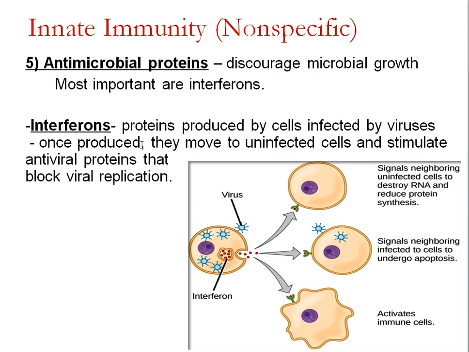So our interferons are proteins produced by cells that get infected by a virus. Once produced, they move to uninfected cells and stimulate antiviral proteins to help block viral replication. So our first cell in our picture down here gets invaded by a virus. That cell then sends out the interferons to all the surrounding cells to help slow down or block that viral replication process, so that virus is limited in its ability to spread. So antimicrobial proteins, interferons. And that is innate immunity.